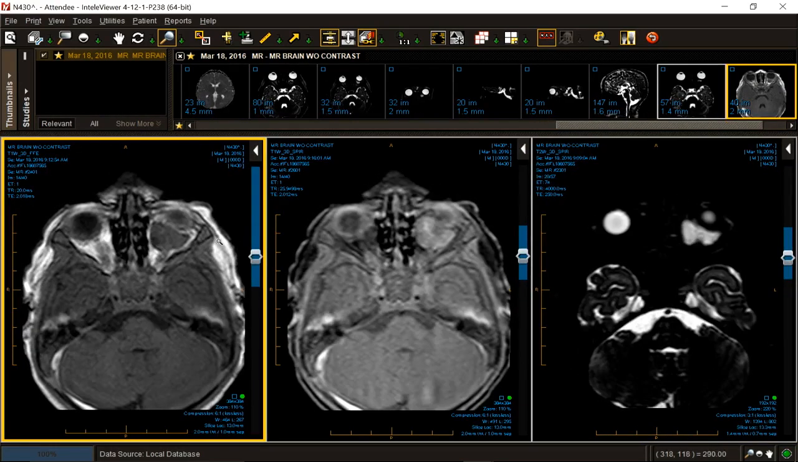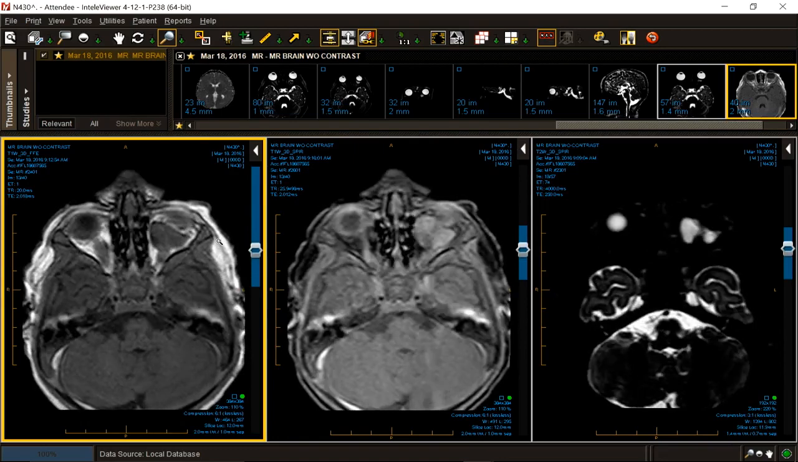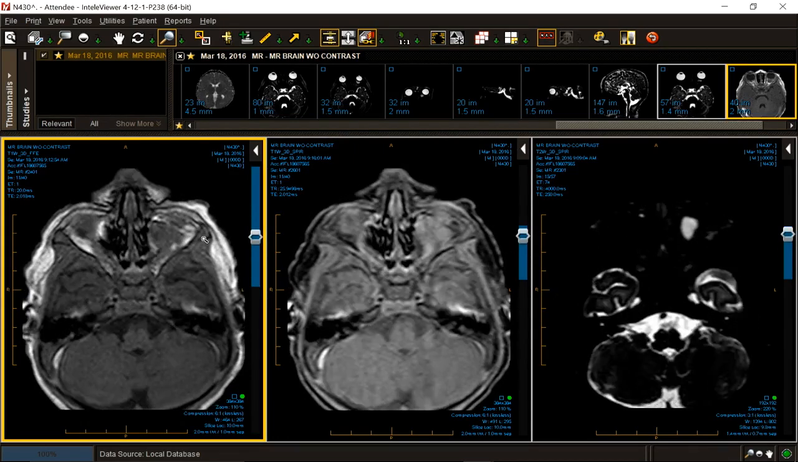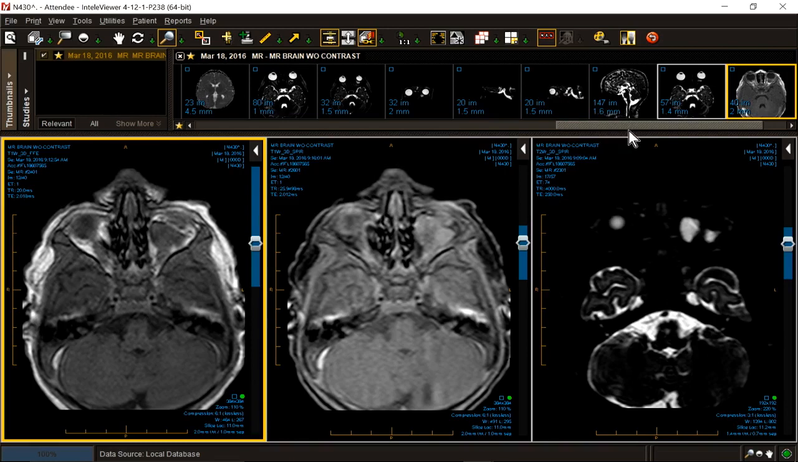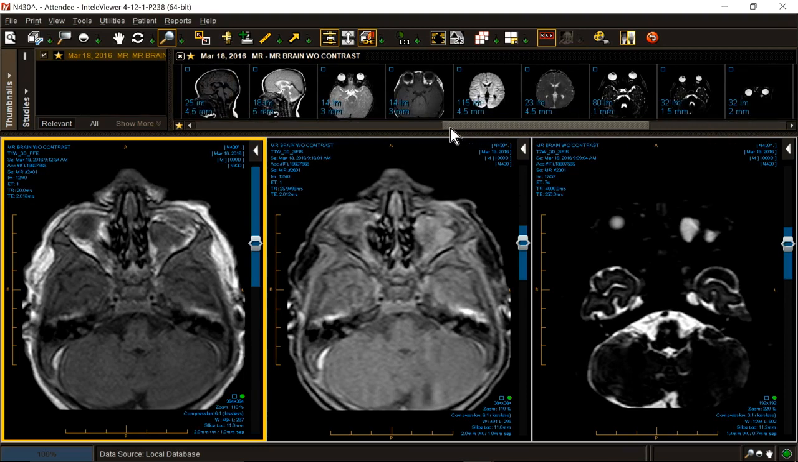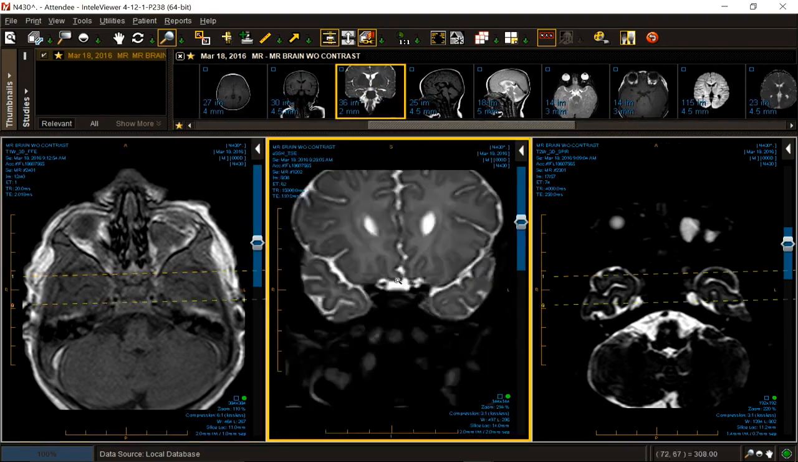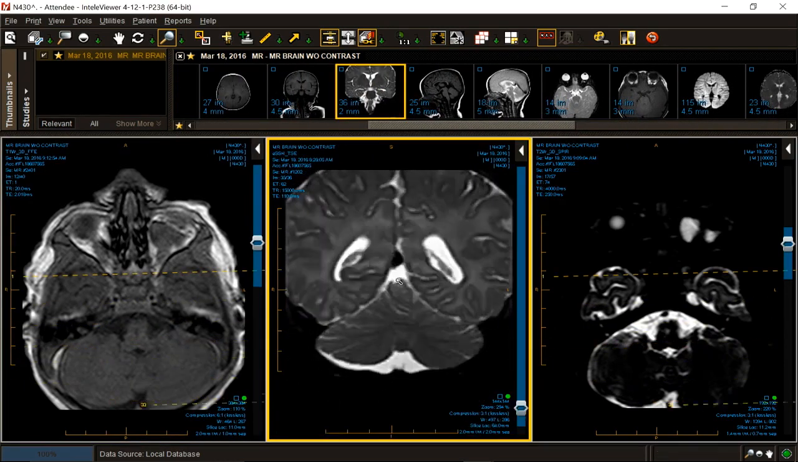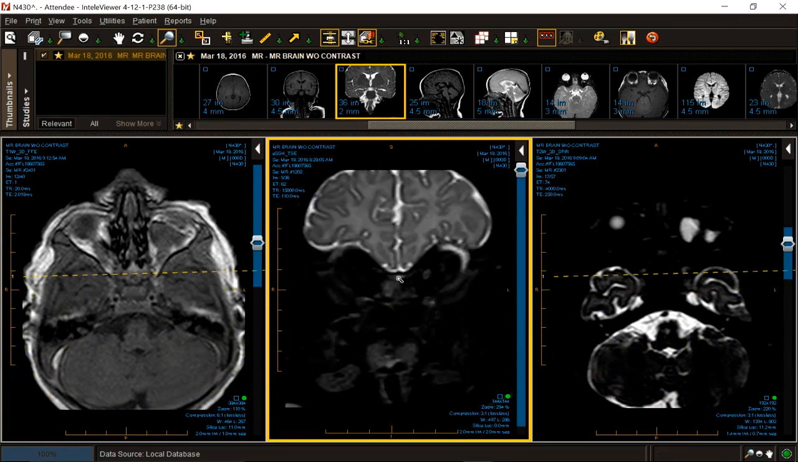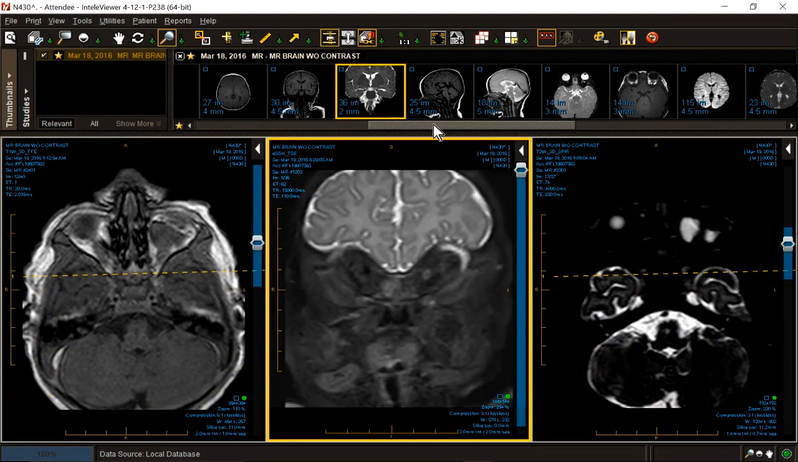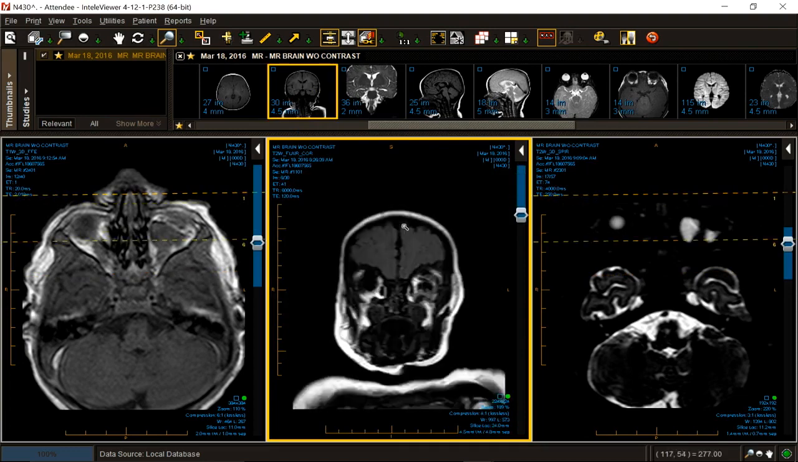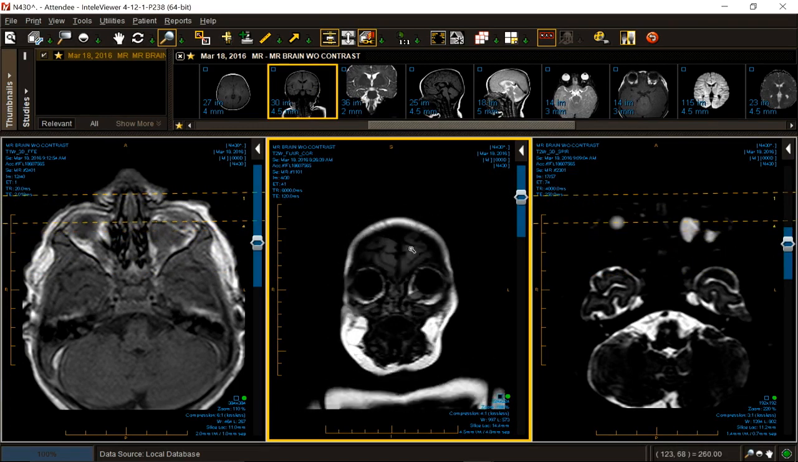It's intraconal, it's smooth, it's solitary. Let's now work our way over to a coronal, which I am hopeful we have. I believe we have one. Here it is. Oh, they stopped. Terrible. There's another coronal. There we go.